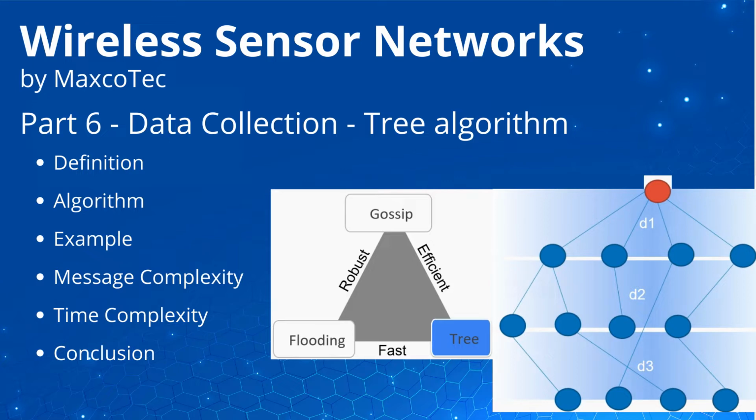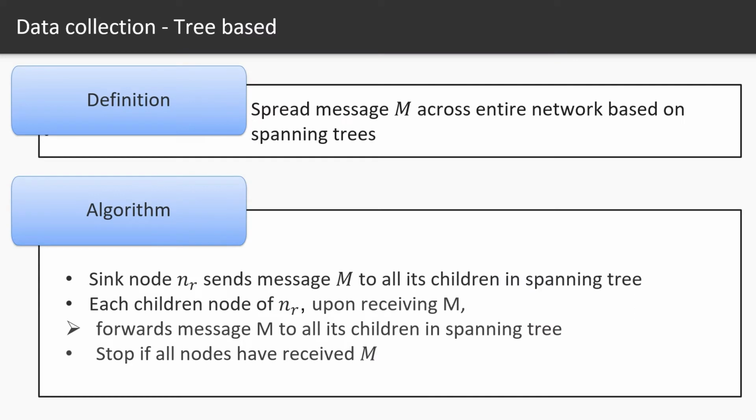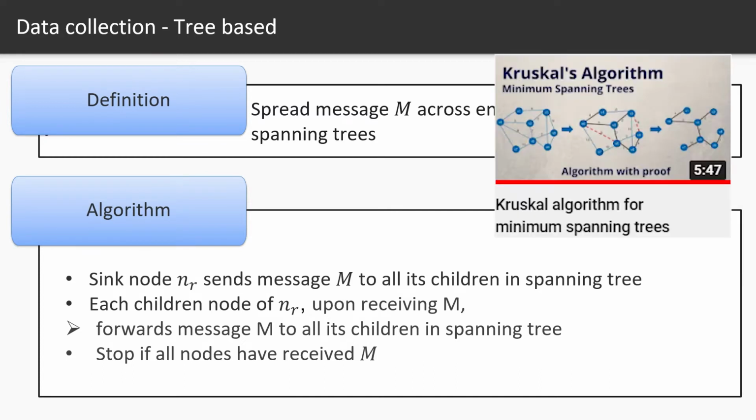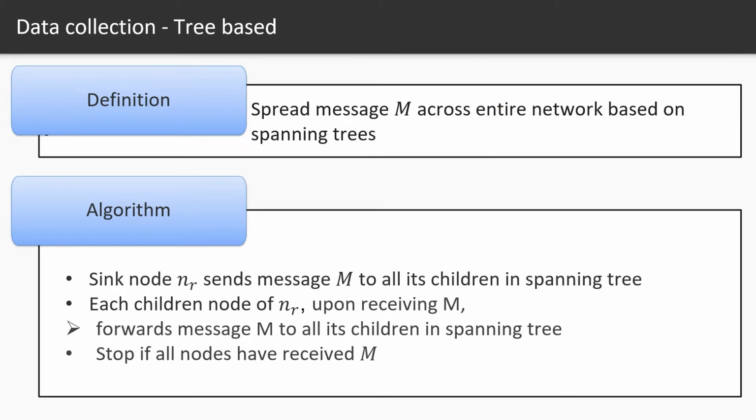So let's get started. In this algorithm, a message M is spread across the entire network based on a spanning tree. The algorithm is pretty simple as we already have studied how a spanning tree works. So the sink node R sends the message M to all of its children in the spanning tree. Each child node then, upon receiving the message, forwards the message M to all of its children in the spanning tree. Similarly, the process goes on until all of the nodes in the network have received the message.